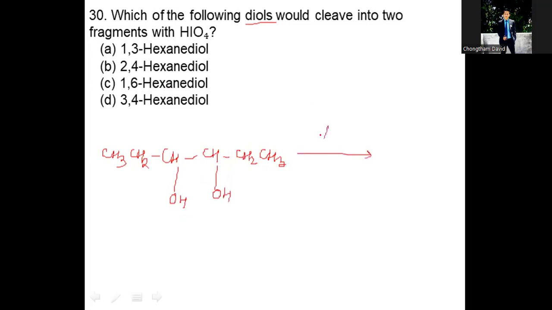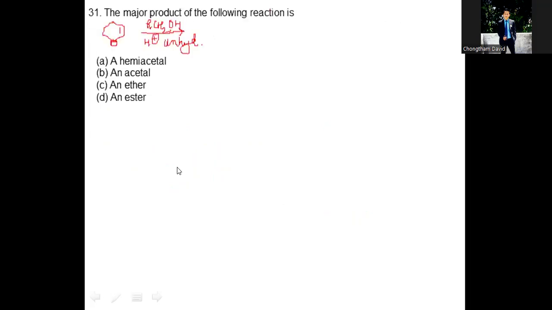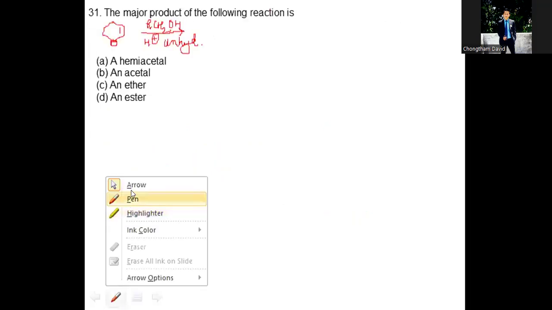When this is treated with HIO4, it gives you 2 molecules because this will become symmetrical. So 2 equal fragments of aldehyde are formed. Option number D.